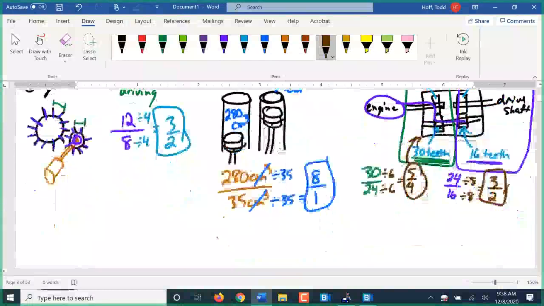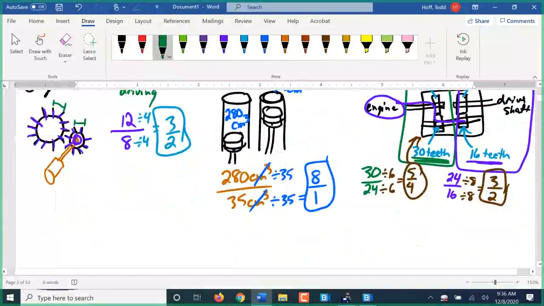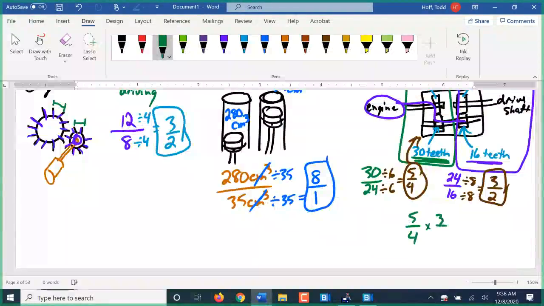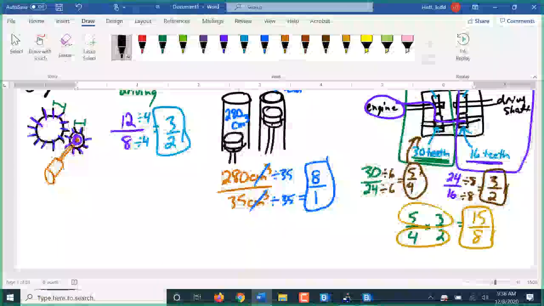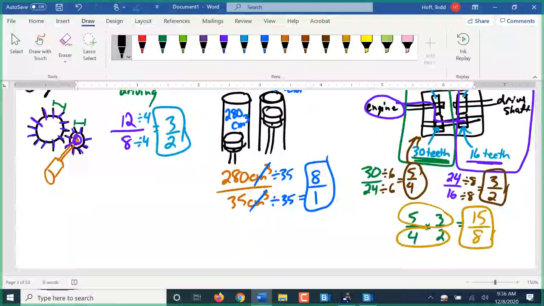To get the transmission ratio, we take the 2 gear ratios and we just multiply them together. 5-to-4 times 3-to-2, we just multiply them like we would any other fractions. 5 times 3 is 15, and 4 times 2 is 8. Transmission ratios will appear on a quiz sometime soon, possibly tomorrow.